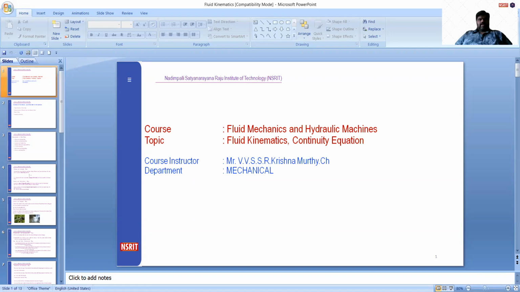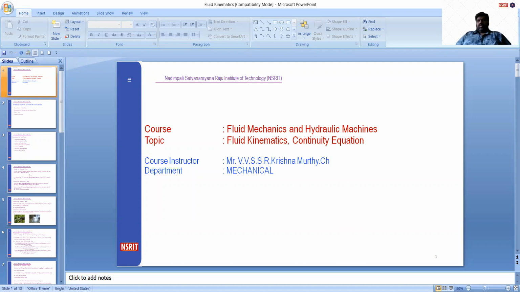The fluid flows are classified as follows: steady and unsteady flow, uniform and non-uniform, laminar and turbulent, compressible and incompressible flow, one-dimensional, two-dimensional, three-dimensional flows, rotational and irrotational, and the last is viscous and inviscid fluids. So first we shall go with steady and unsteady flow.